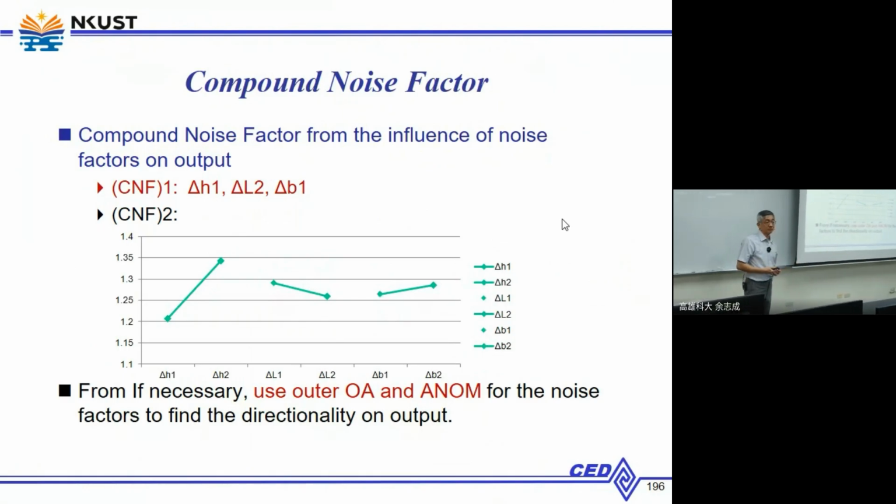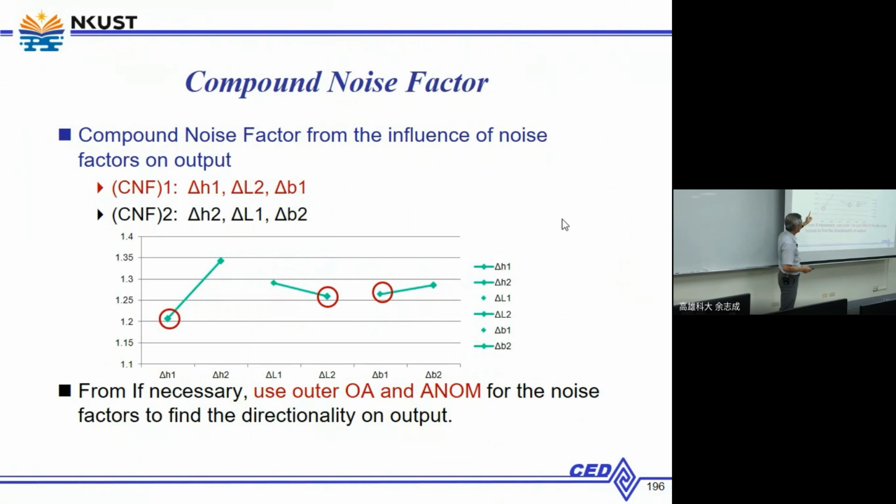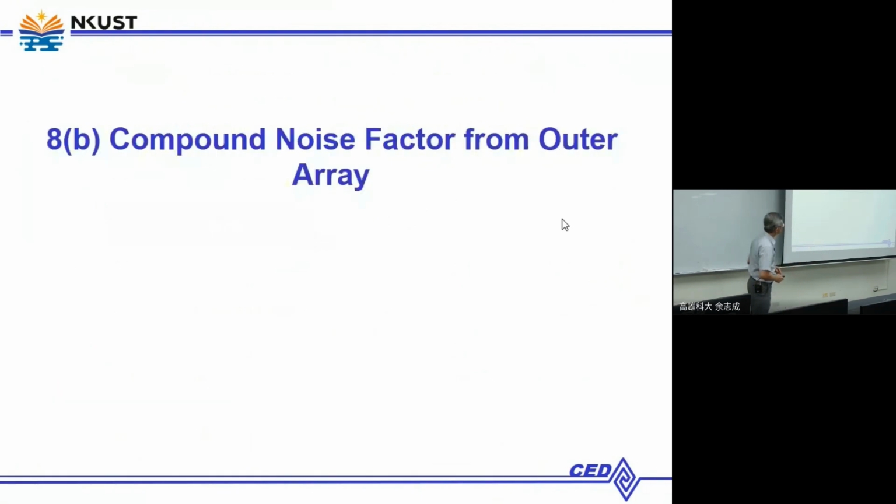How about the second level? What will you choose for the second level? I think it will be very obvious, which will be the opposite, right? H2, L1, B2, like this one. Okay, so ideally, we just need to use two combinations so that we can estimate the minimum and the maximum output for our design.